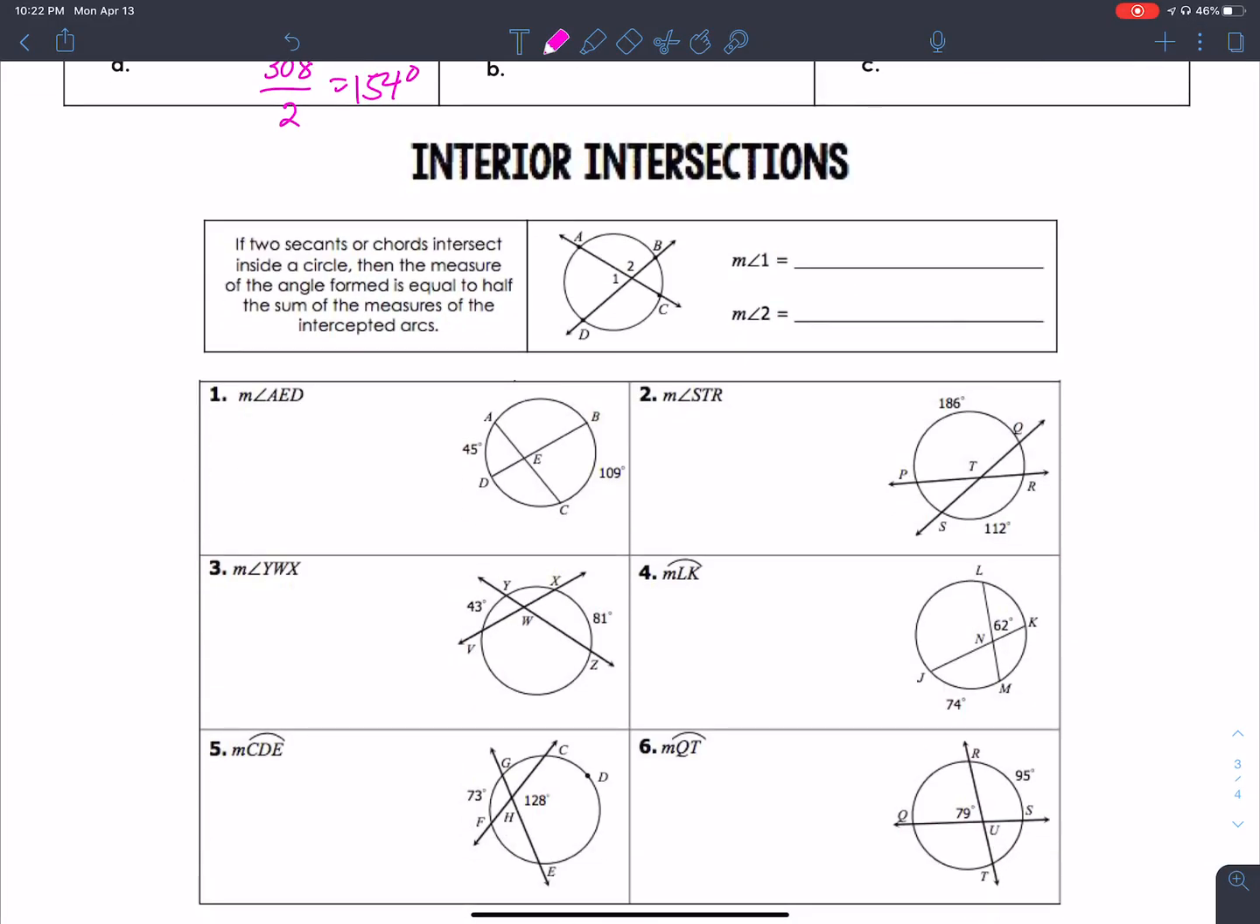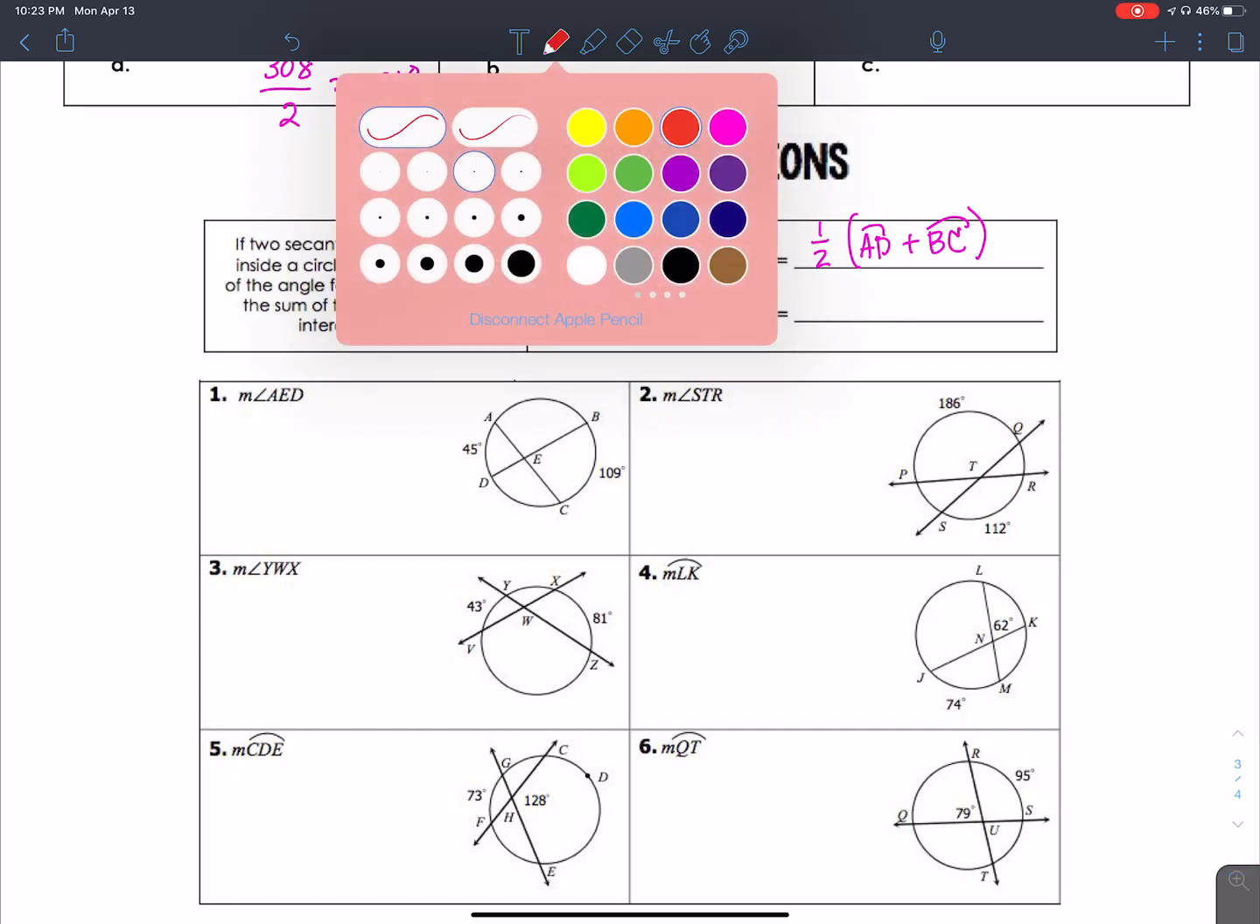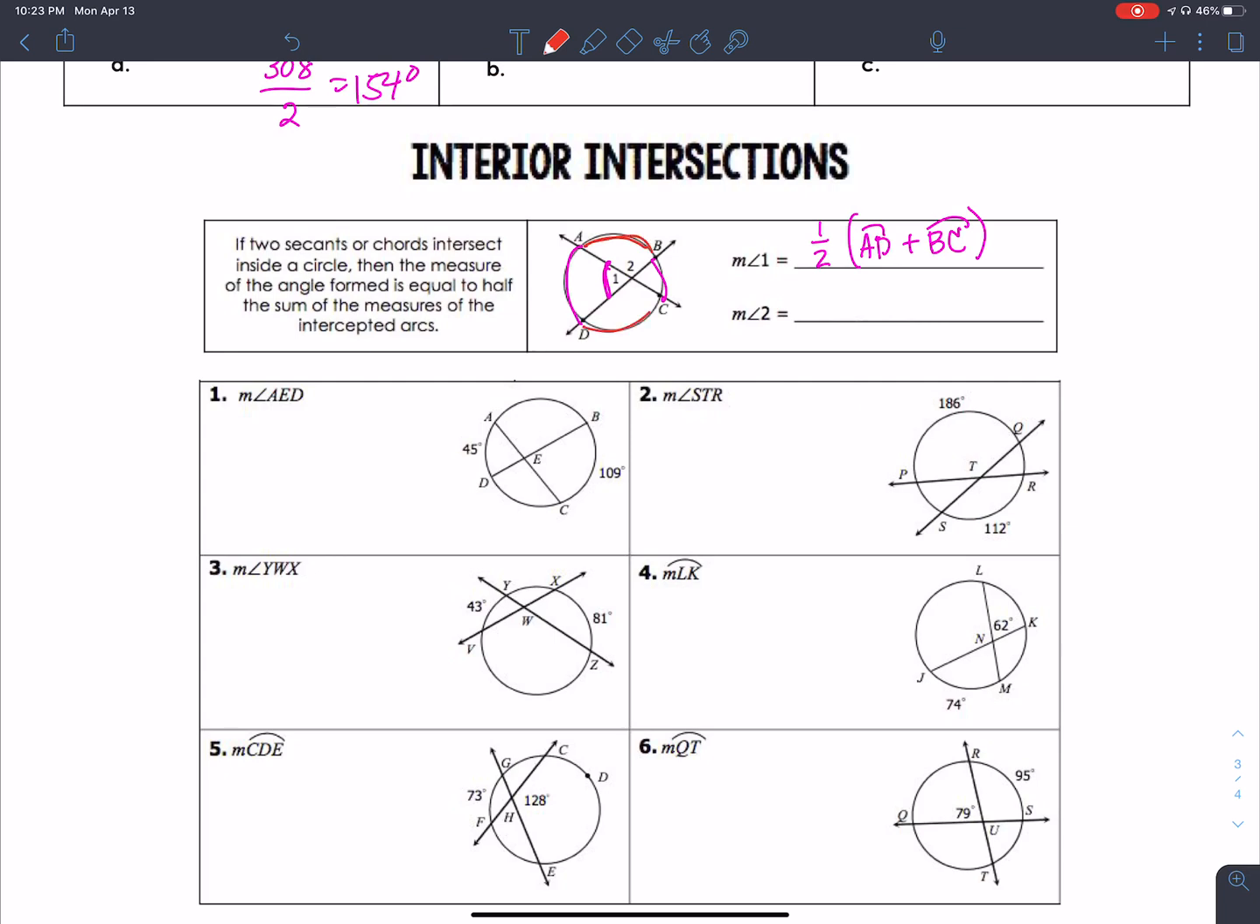So, interior intersections. If two secants or chords intersect inside the circle, then the measure of the angle formed is equal to half the sum of the intercepted arcs. So angle 1 here equals AD plus BC divided by 2. So it's half of AD plus BC. Then angle 2 would be half AB plus DC.